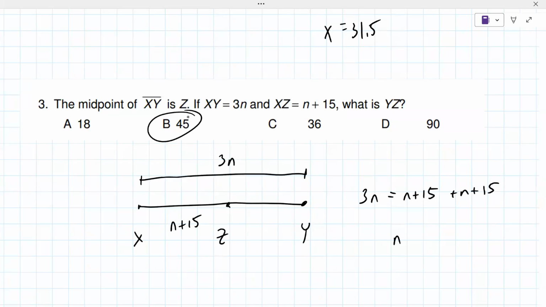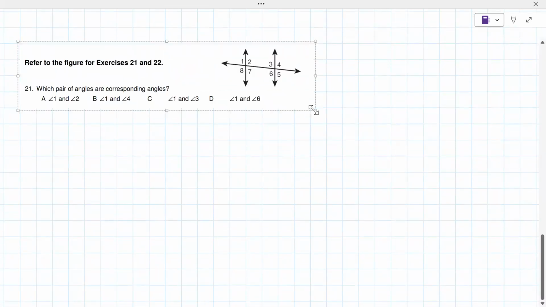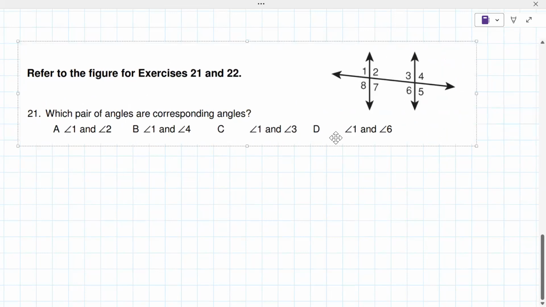So did you end up getting n equals 30? N equals 30, yes. Okay. So to get YZ, it's half that. You are correct. Very good. All right, so here's a question about two parallel lines cut by the transversal. There are a lot of corresponding angles in this picture, but maybe you could find the one pair that's listed.